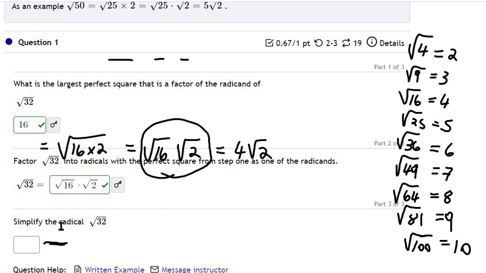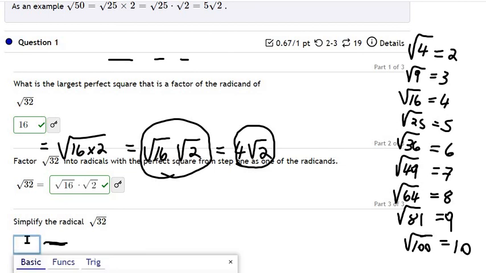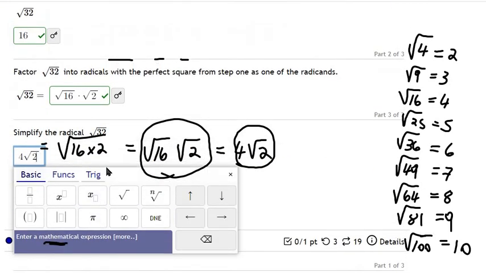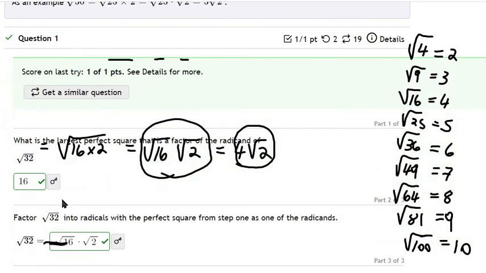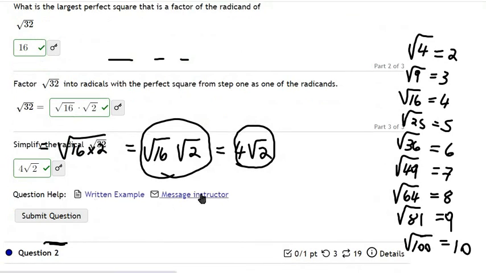And then the last says simplify the radical. So that's the final answer, 4 square roots of 2. So now when it's finally asking me to simplify, it's asking me for this. The final part of this is 4 times the square root of 2. And that's the final answer. So we submit. And that would be question 1. Perfect. So for question 2 then, we're switching it up a little bit.